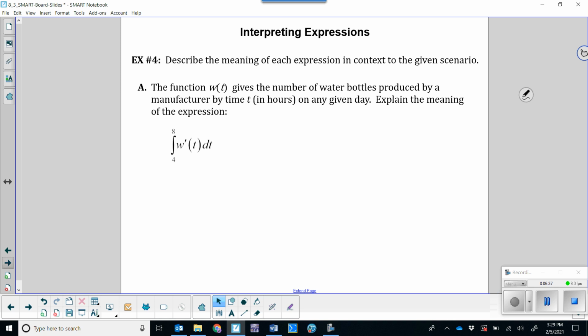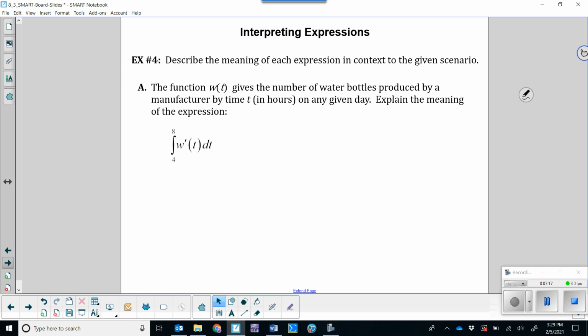Okay, so interpreting expressions. Now we're just going to go the other way, where they're going to give us the scenario, they're going to give us an integral of some kind, and then we need to say, what does that mean? This is also important and happens a lot on free response questions. They're going to say, explain what this means or interpret the meaning of this integral. So part A here, we have the function W(t) gives the number of water bottles produced by a manufacturer at time t on any given day. Explain the meaning of the expression, integral from 4 to 8 of W prime t dt.